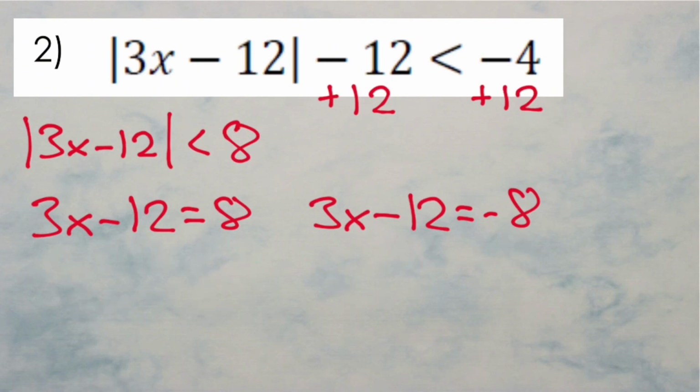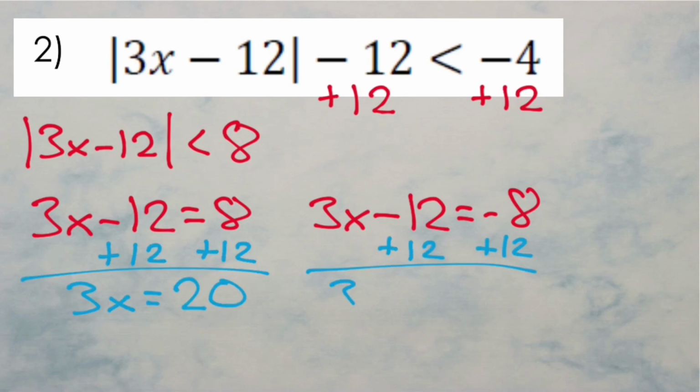Oh, I forgot to say the most important part. Remember, you will always have a positive version of that number and a negative version of that number when you make your two equations. This will always be positive in this scenario. I'll tell you at the end what to do if the 8 were negative, but that's coming up at the end. In both of these cases, add 12 to both sides.